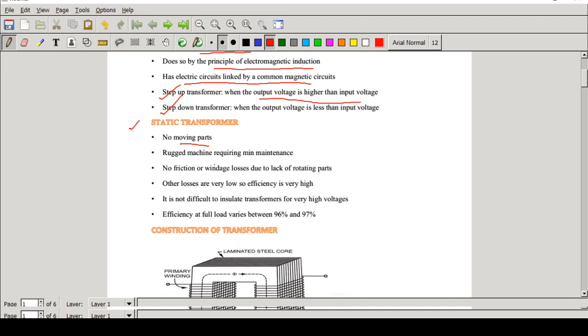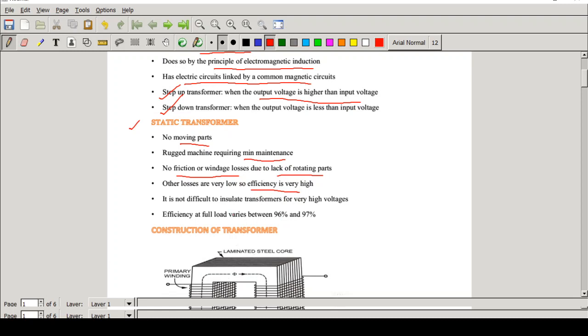Okay. Now transformers require minimum maintenance because there are no rotating parts. Okay, then moving on to the losses. Now since there are no rotating parts, the friction or windage losses can be neglected. There are no friction or windage losses because there are no moving parts. Then the efficiency. The efficiency of the transformer will be high. Obviously, when the losses are very less, then the efficiency will be high.